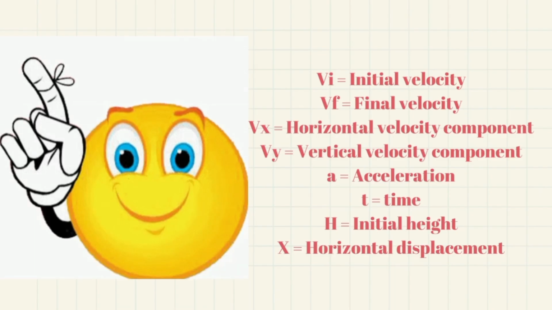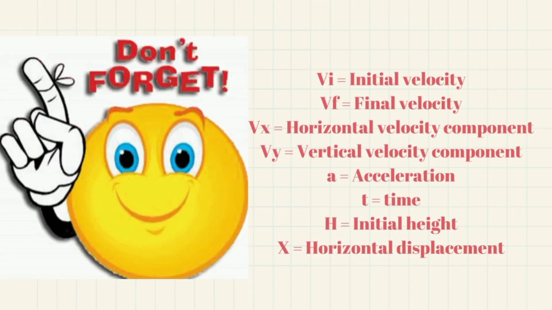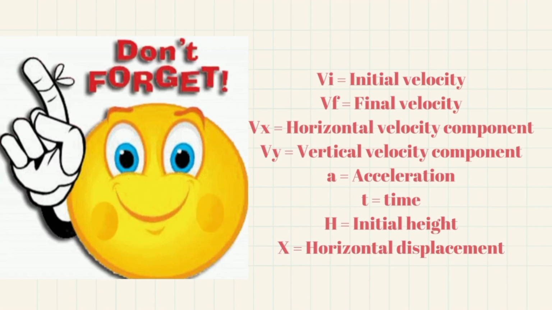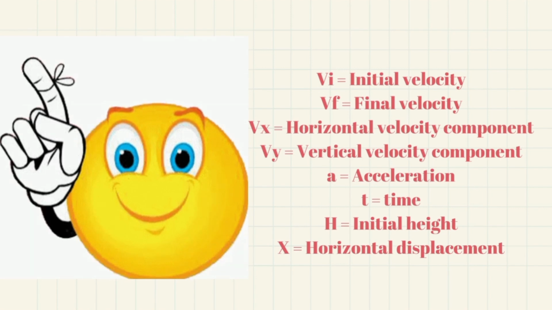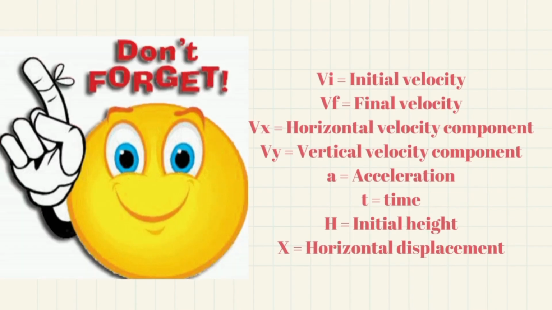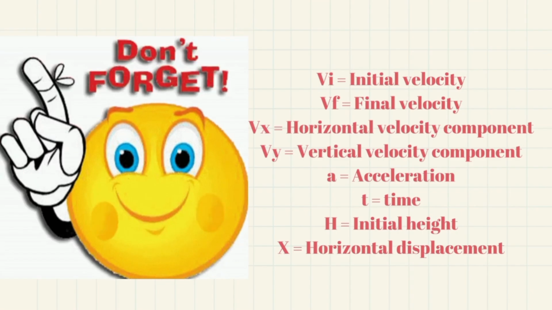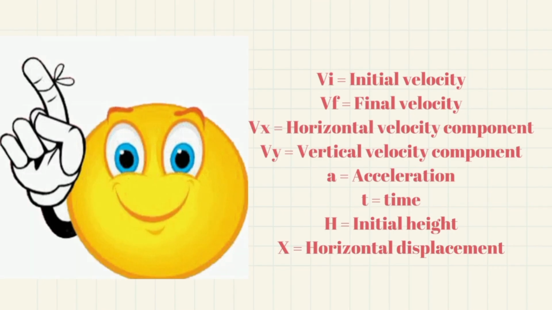Before we proceed to sample problem number 1, take note of these different variables that we are going to encounter. Vi is the initial velocity. Vf is the final velocity. Vx is the horizontal velocity component. Vy is the vertical velocity component. A is for the acceleration. T is for the time. H is the initial height, and x is the horizontal displacement.